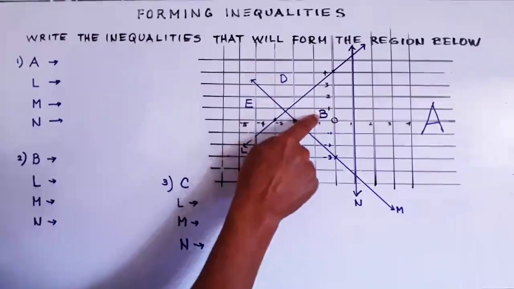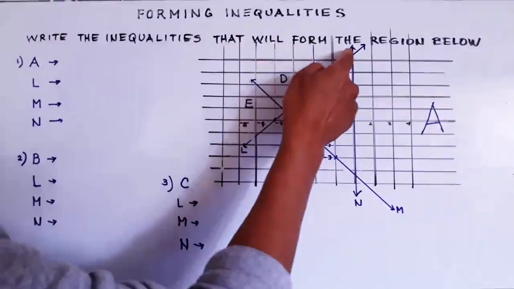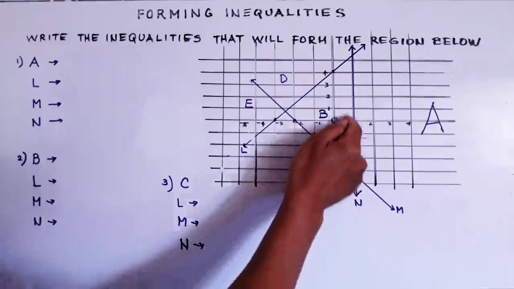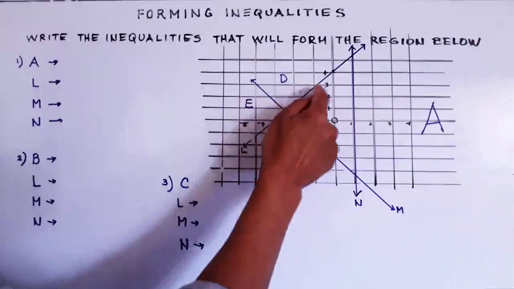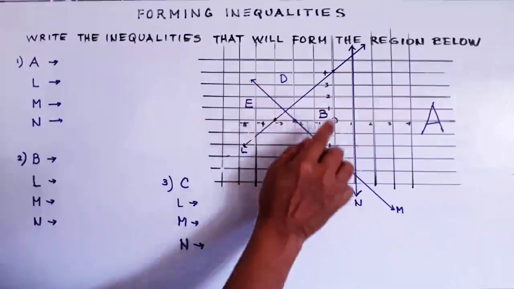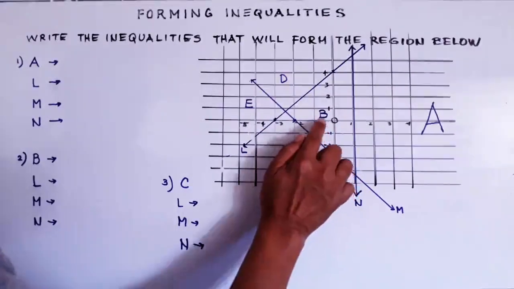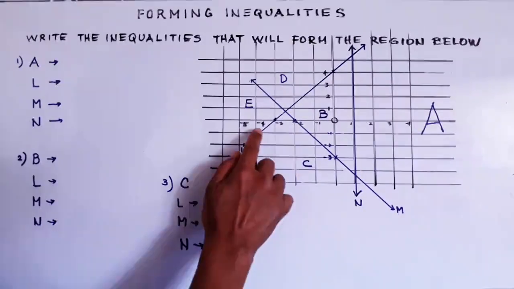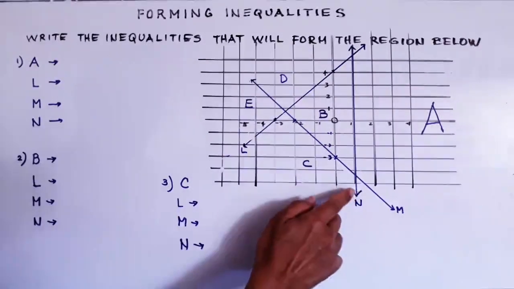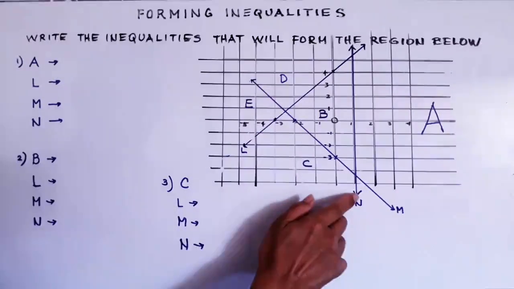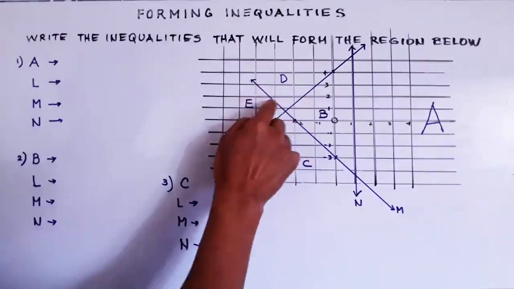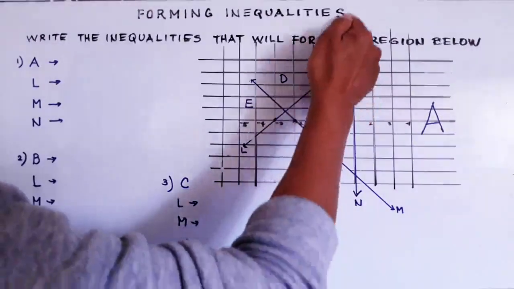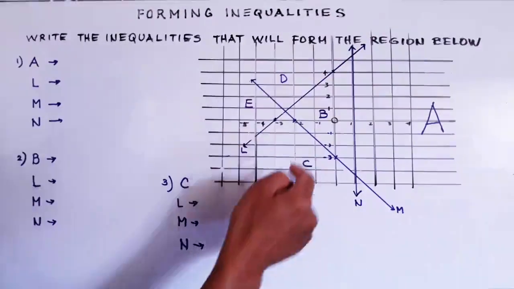For region B, it is enclosed in this line, in this line also, and in this vertical line. So 1, 2, 3 lines for region B. For region C, we have also 3 lines. This, that, and this one. So we have 1, 2, and 3. For letter D, we have this line, we have this line, and we have that line. See that one? We have still 1 line there.